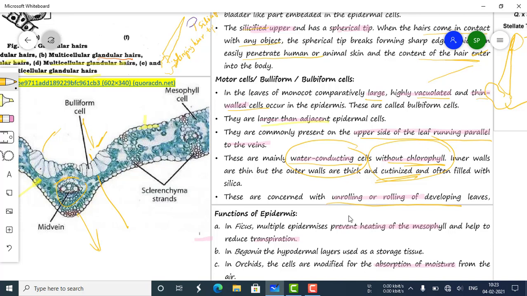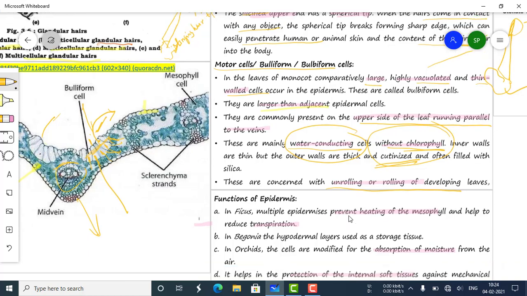During the noon hours, when the extreme temperature is present, the water from these motor cells is sent to the adjacent cell and a compression occurs. And when such compression occurs, it forms a rolling or curling of the leaves. But at other times, the water is sent to the cell, which causes turgor in this motor cell, and it causes unrolling of the leaves. So the motor cells are usually involved in the rolling and unrolling of the leaves.